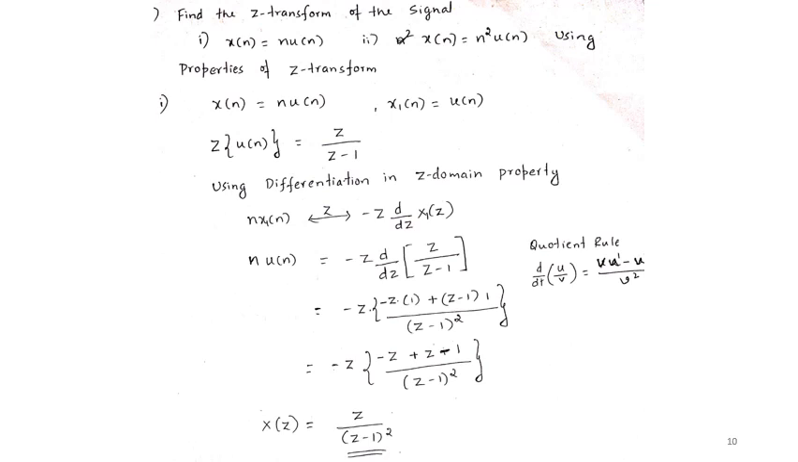If you know the z-transform of the standard signal, for example a to the power n into u of n has the z-transform 1 by 1 minus a z inverse, then you can apply the properties. Otherwise, you have to compute the z transform of that particular signal first, then apply the properties. So by using the properties, the problems become easy, and it is easier to compute the z transform than solving it directly.